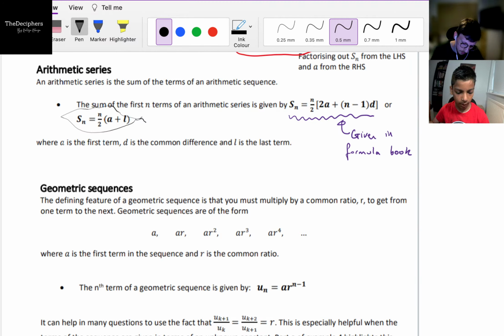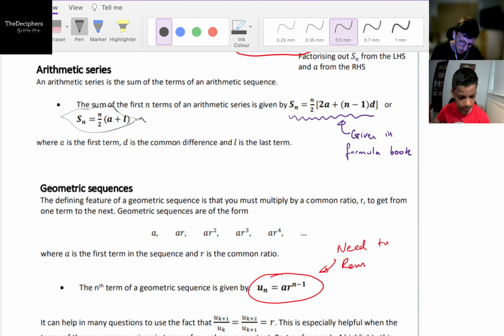Brilliant. So the nth term of a geometric sequence is given by u of n is a times r to the power of n minus 1. Good. And do we need to remember that one, or is it in the formula book? Okay, and we need to remember that one because it's a u of n formula.